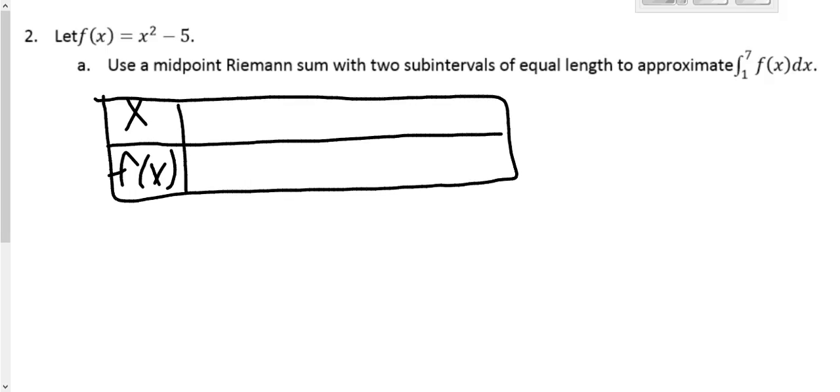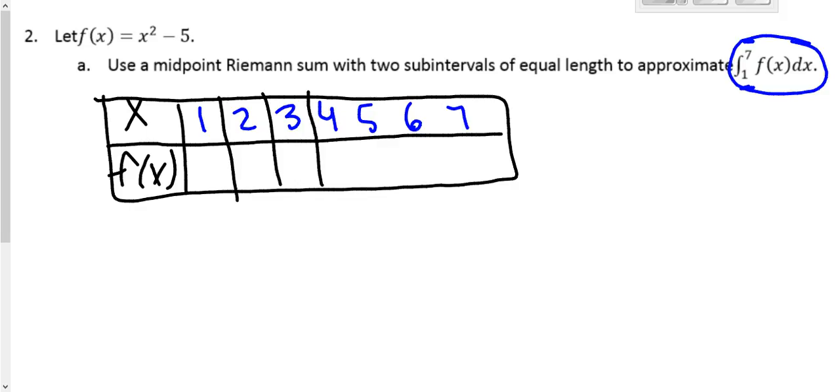But we don't know where to start. That's where this definite integral comes in down here. So they tell us that we're looking from 1 to 7. So let's write all of those numbers in. We have 1, 2, 3, 4, 5, 6, and 7.